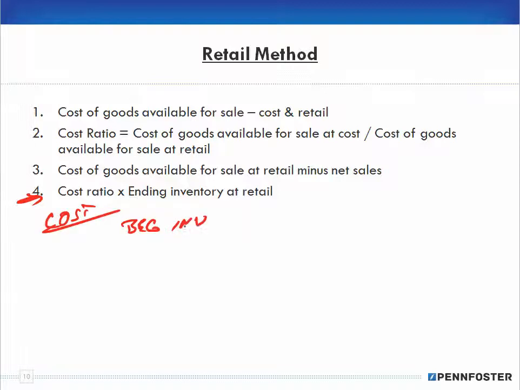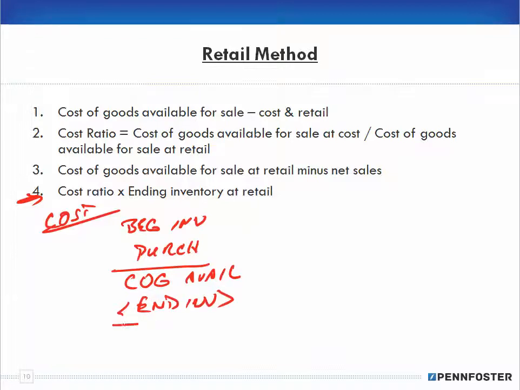Beginning inventory plus your purchases gives you a cost of goods available for sale. Then you take out your ending inventory, and that gives you your cost of goods sold. Okay. Well, this is at cost.